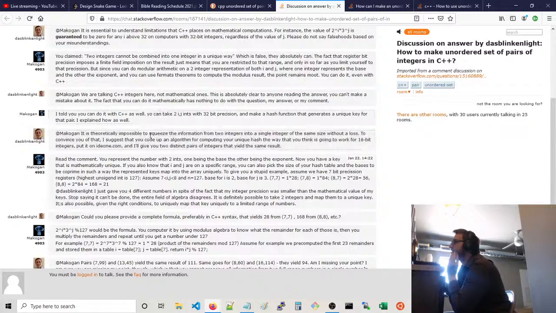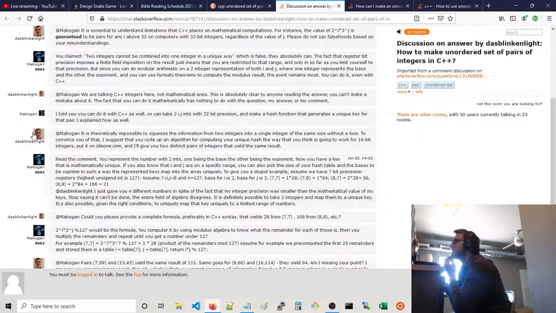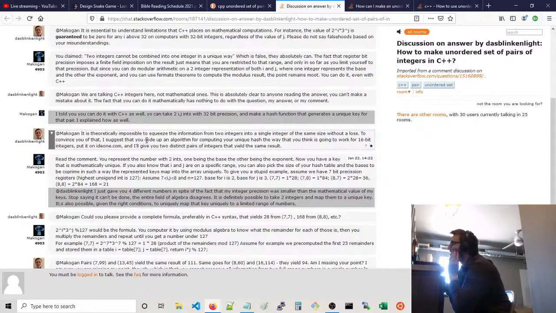Is that true? I don't know if that's true. Theoretically it's impossible to squeeze information from two integers into a single integer of the same size without a loss. Hence, that suggests you code up an algorithm for computing a unique hash the way you think is going to work for 16-bit integers. Put it in and I'll give you two distinct pairs of integers that yield the same result. Oh yeah, well there you go. Yeah, right, true.